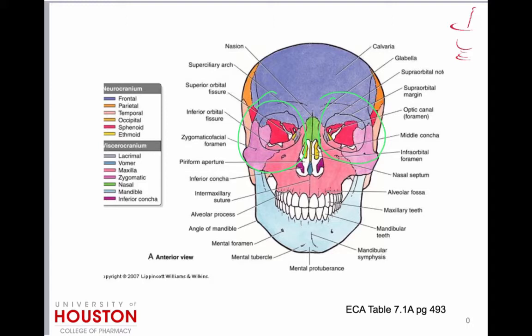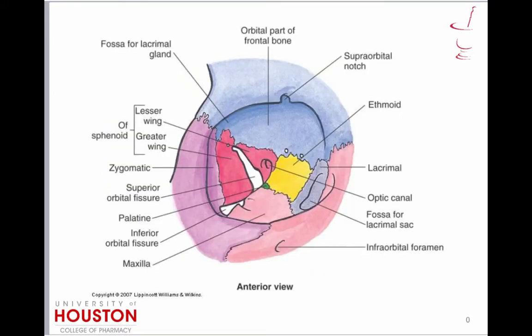Some of them are part of the neurocranium because they also connect and protect the brain, but these all are relative to surrounding the eyeball. That's what we're going to talk about. So let's go ahead and zoom in.